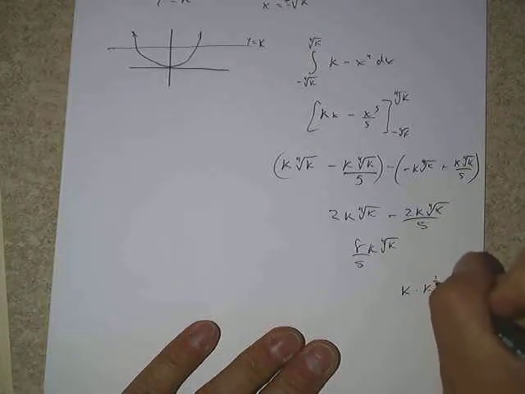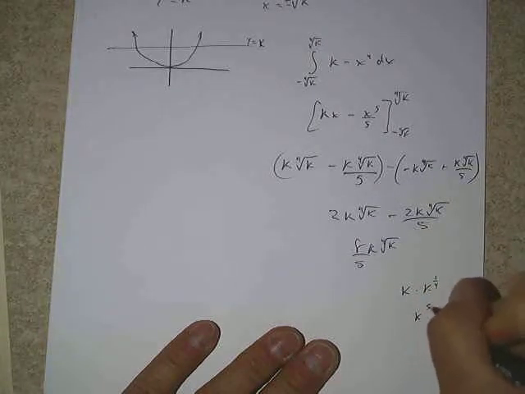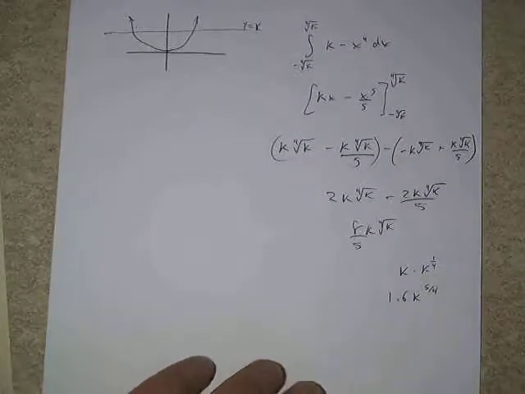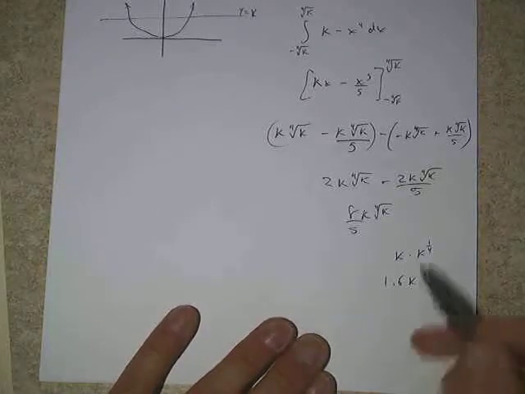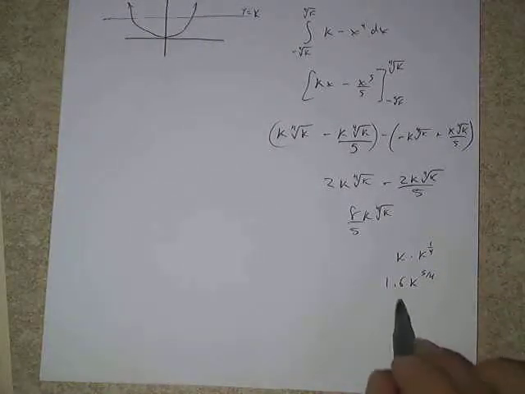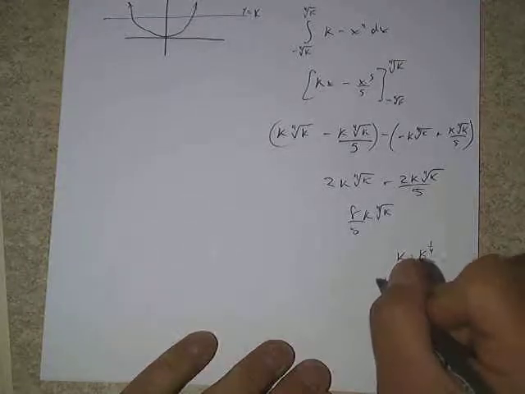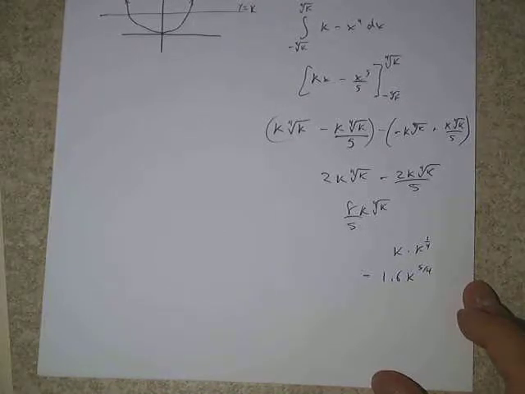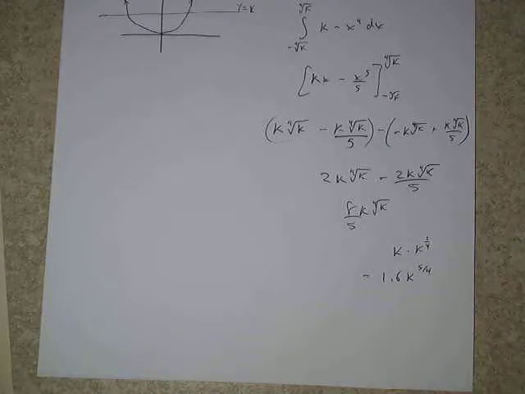And remember, k fourth root k would be the same as k times k to the 1/4, which would be k to the 5/4. That's why it's 1.6 k to the 5/4 as your choice. That part right there is the k to the 5/4 part. 8/5 would be 1.6. So that's why we get letter D. Questions on that one?